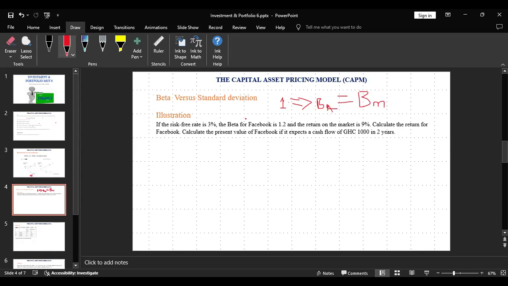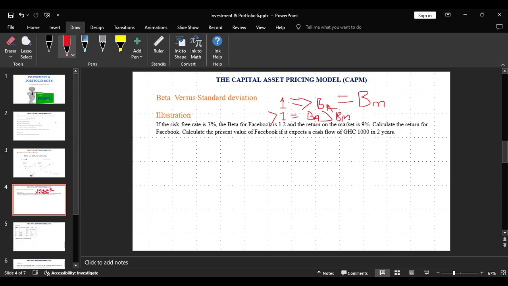Now, if beta is greater than 1, then we term that investment or portfolio as aggressive. As in, the risk of that particular investment is higher than the risk of the market. It is greater than the risk of the market.